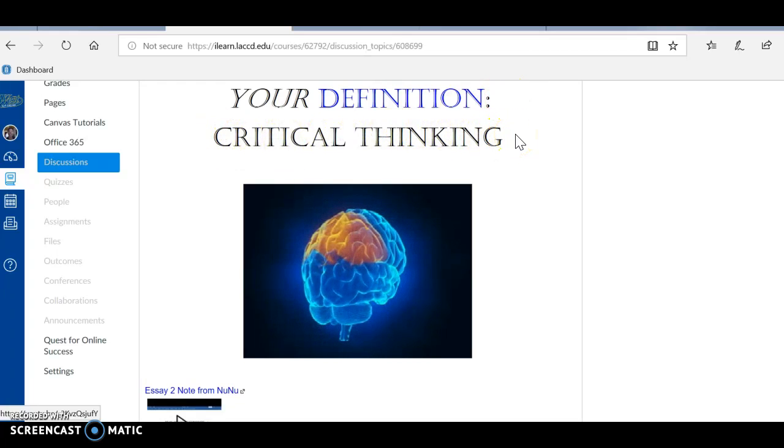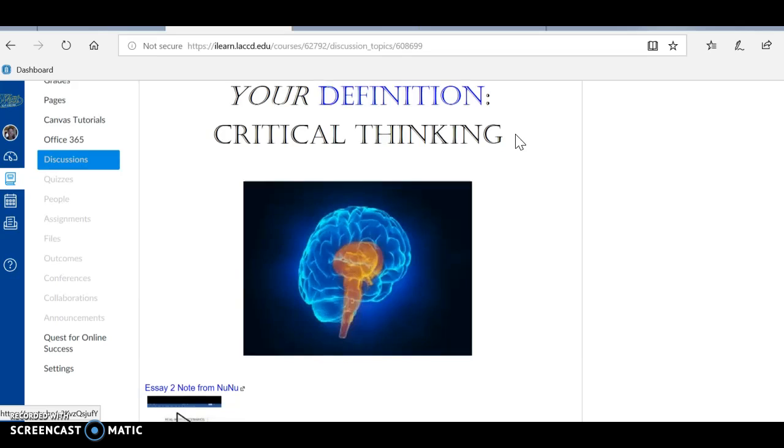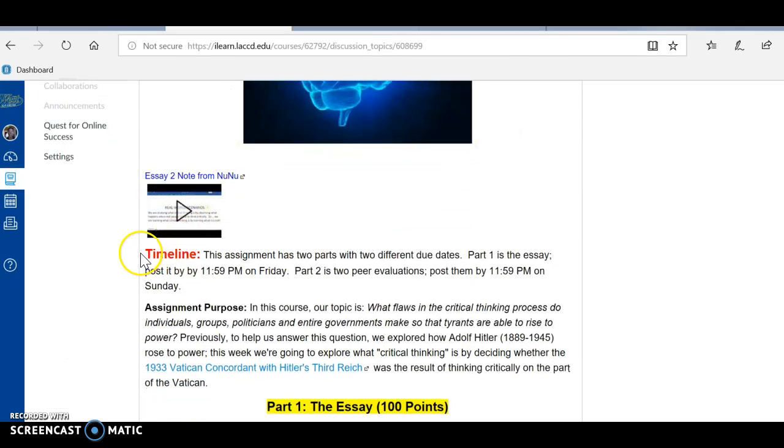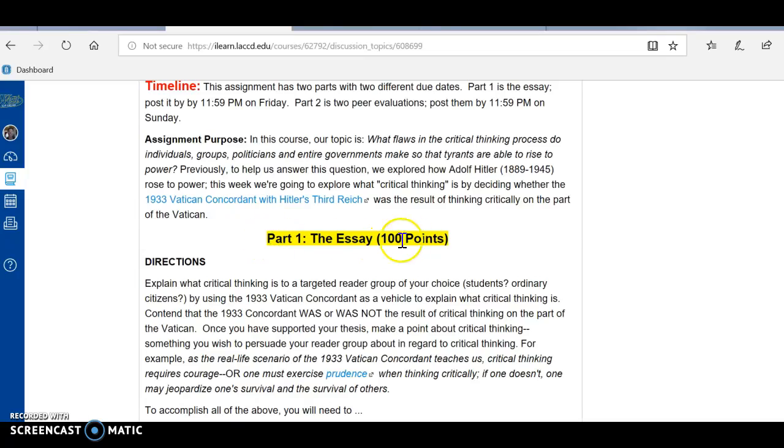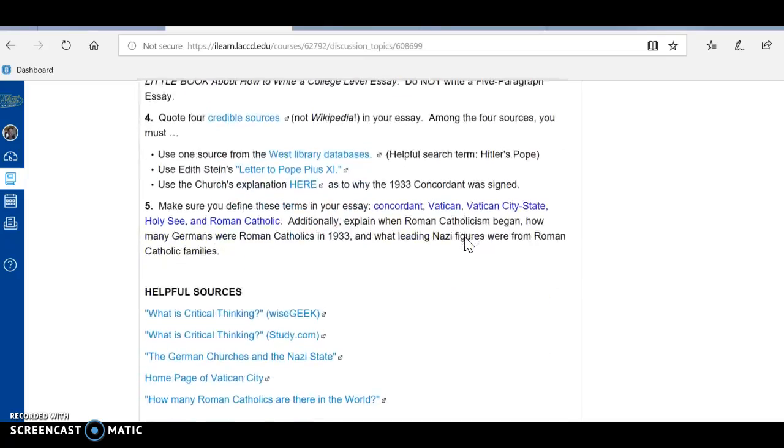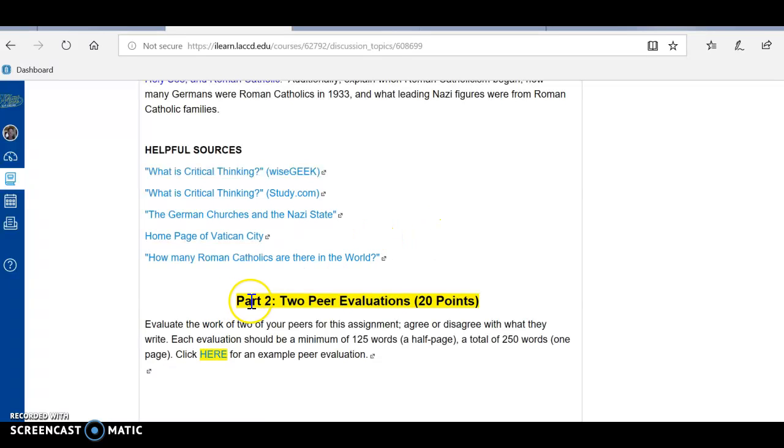How are you going to define critical thinking? Well, let's answer that question and some other questions about this assignment by scrolling down the screen first to the timeline. This assignment has two parts with two different due dates. Part 1 is the essay, posted by 11:59 p.m. on Friday. Part 2 is two peer evaluations, post them by 11:59 p.m. on Sunday. So we have part 1, which is here. This is the essay. And part 2 is here at the end of the screen. Part 2 is two peer evaluations, and you have a link here with an example peer evaluation.